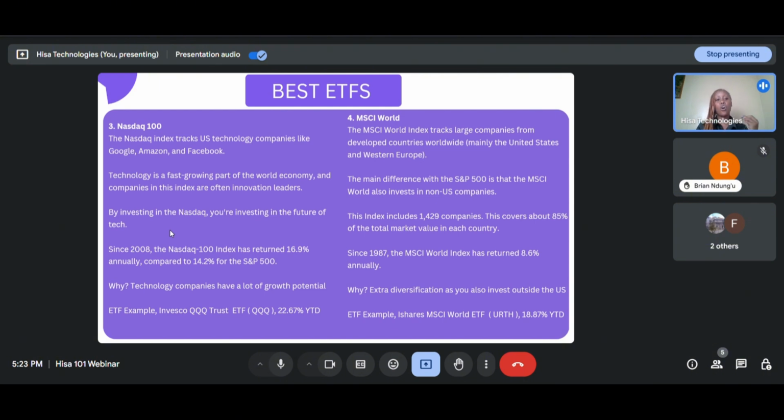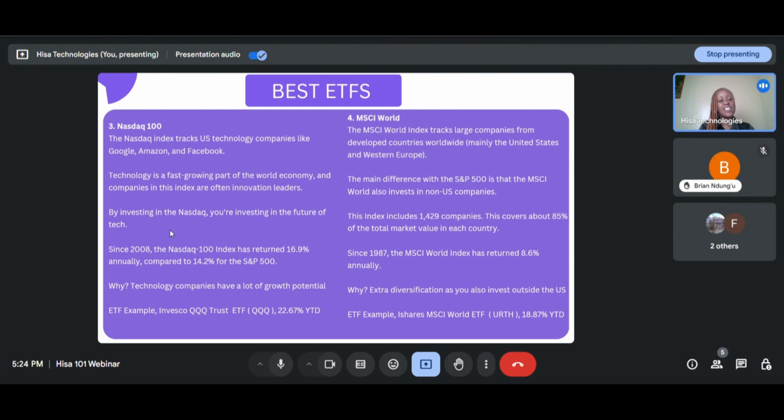So why should you consider this index? Well, tech companies have a lot of growth potential. So if you're interested in tech, this is the index to look at. Okay, an example of an ETF under the Nasdaq 100 is the Invesco QQQ Trust ETF. The ticker symbol is QQQ, which has a 22.67% YTD.